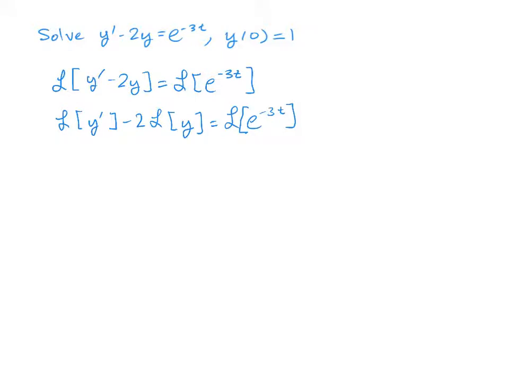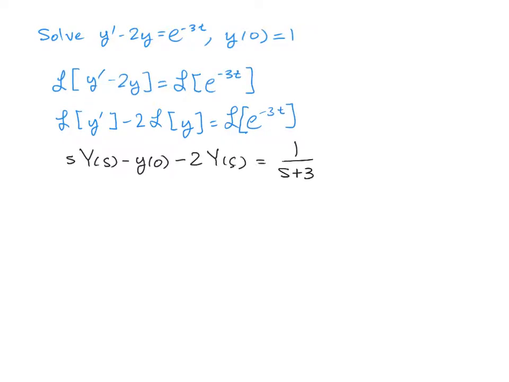prime, and that is s times big Y of s minus the initial condition y of 0, and then we have minus 2 times the Laplace transform of y, and that is equal to the Laplace transform of the exponential function, which is 1 over s plus 3.